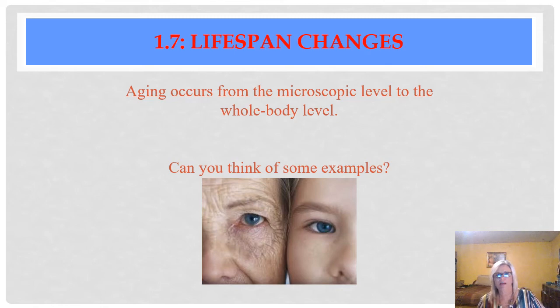In each chapter, we're going to look at lifespan changes. How do things change throughout the course of our life from birth until senescence, which is old age or death? Usually this is like the very last slide, but in this unit, it's a little bit more important here because next we'll be looking at anatomical terms. So aging occurs microscopically, and then we see those changes at a whole body level.